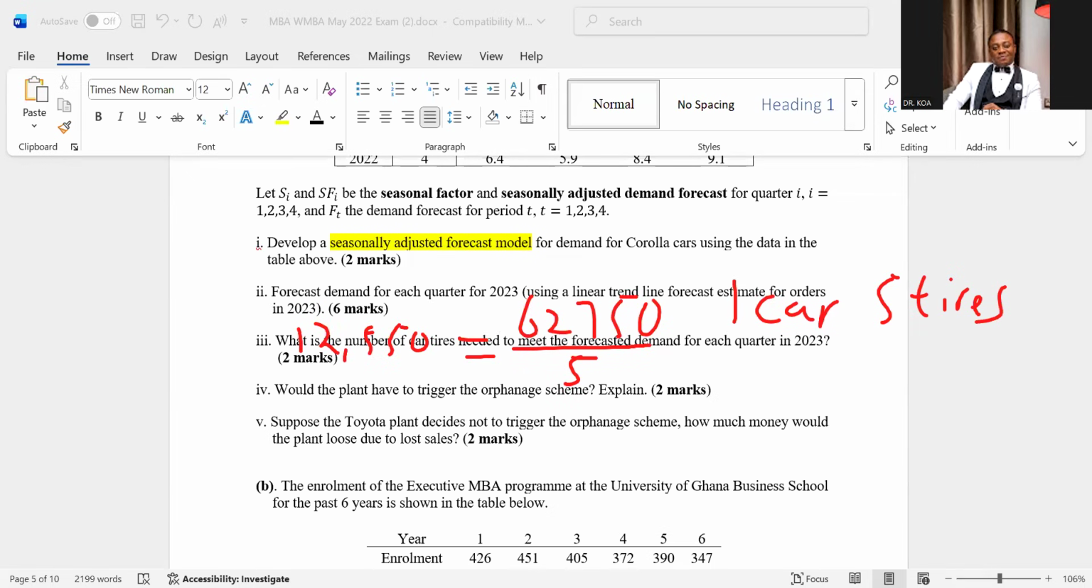Okay, thank you. So if you have this clear, the next question is automatically answered. It means that if the orphanage is not triggered, these 12,550 cars cannot be what? Cannot be sold. We cannot produce these cars if you don't trigger the orphanage, and that would lead to a loss in sales.